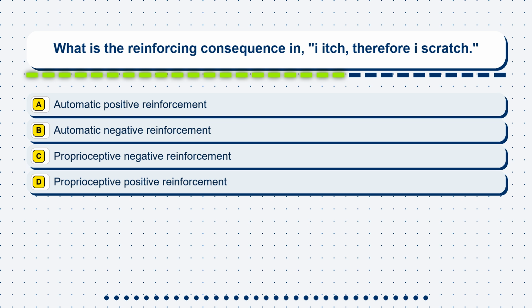Option A. Automatic positive reinforcement. Option B. Automatic negative reinforcement. Option C. Proprioceptive negative reinforcement. Option D. Proprioceptive positive reinforcement.